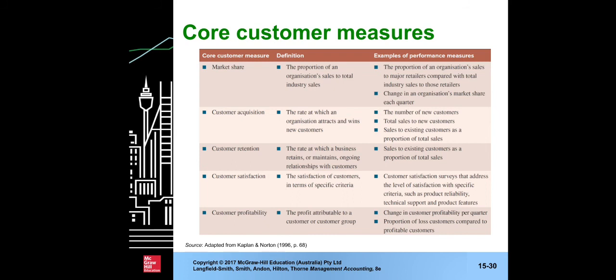Okay, this is the four customer measures. These are the measures related to managing the customer. The first one, market share. What is the definition of market share? The proportion of organization sales to total industry sales. Examples of performance measures: the proportion of organization sales to major retailers compared with total industry sales to those retailers. And the second one is change in the organization's market share each quarter.